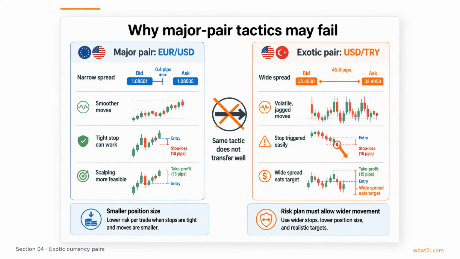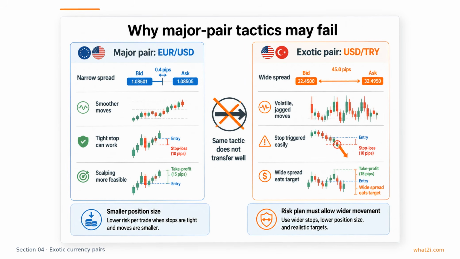This is why tactics that work in major pairs may fail in exotics. Tight stops can be triggered by normal noise because price swings are wider and less orderly. Very small profit targets can also be unrealistic when the spread already takes a meaningful share of the trade. Scalping becomes harder for the same reason. Cost and volatility can overwhelm the expected payoff. As a result, traders often need smaller position sizes and wider, more carefully planned risk parameters. The market may be tradable, but the strategy usually has to adapt.